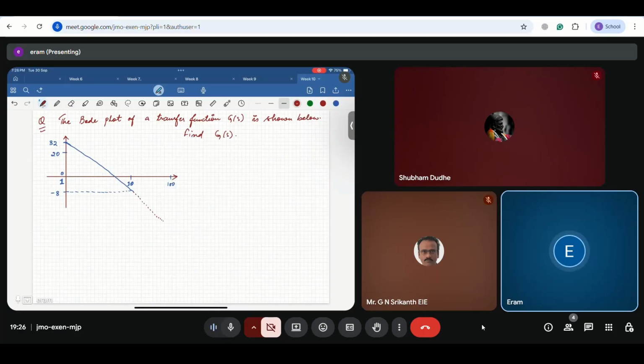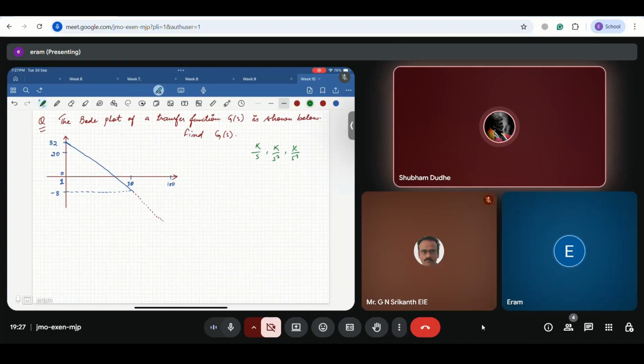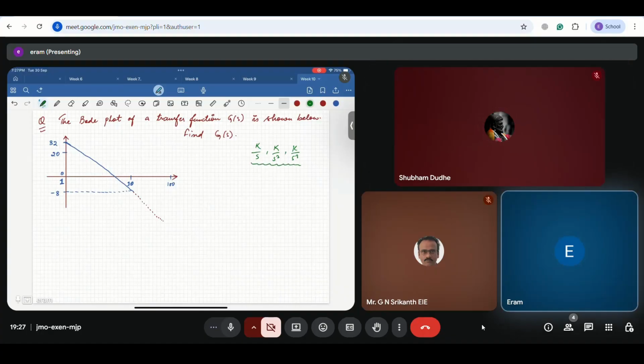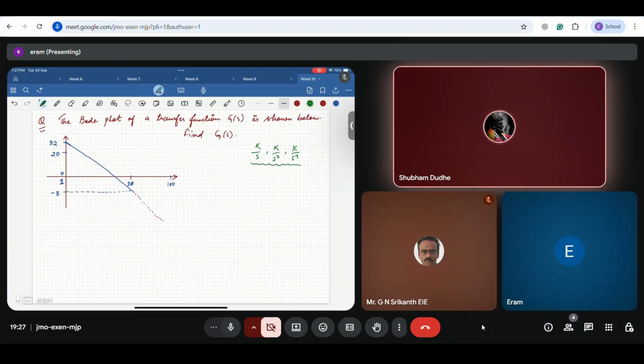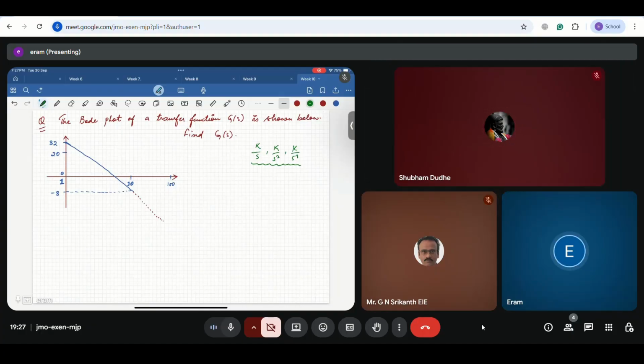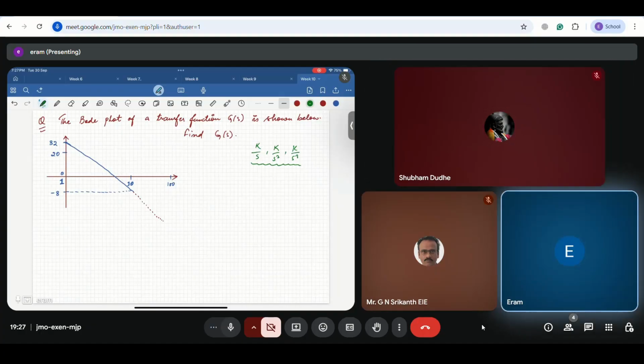So the only option we are left with is of the form k by s, or k by s square, or k by s cube. And the slope is minus 4? Okay, let's see what the slope is. How do we calculate slope for any graph? What is the slope?